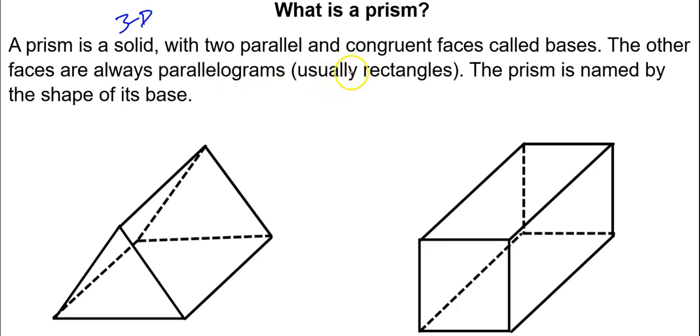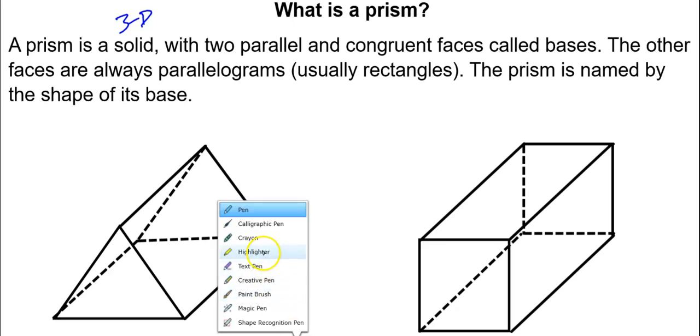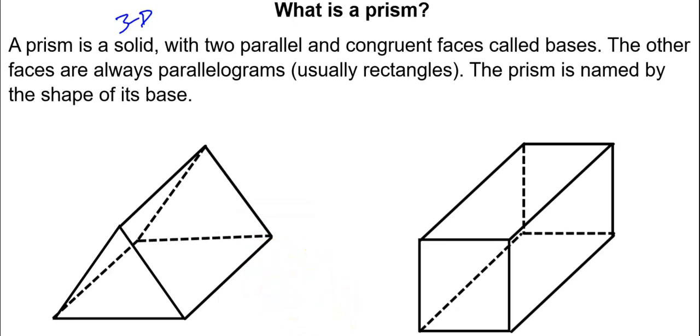It'll have 2 parallel and congruent faces called bases. The other faces are always going to be parallelograms, and they're usually rectangles. We always name our prisms by its base. Alrighty, so our bases, that's the most important part of this prism. So we're going to ask ourselves, all right, here's my base. So the base is the side that's not a parallelogram.